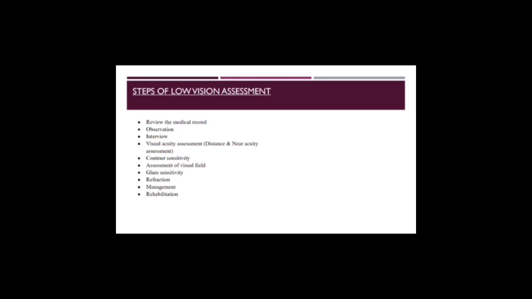We'll do both distance and near acuity assessment. Then the contrast sensitivity. Then we'll go for the assessment of visual field. First, we'll do the confrontation test. If further needed, we'll go for perimetry. Then we'll do the glare sensitivity, then refraction, then management, and last, rehabilitation.